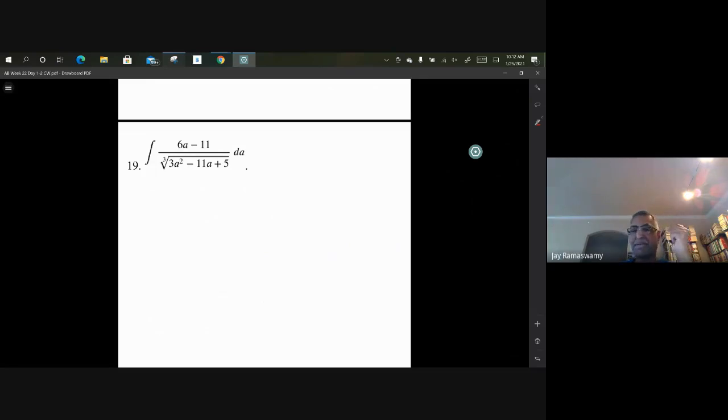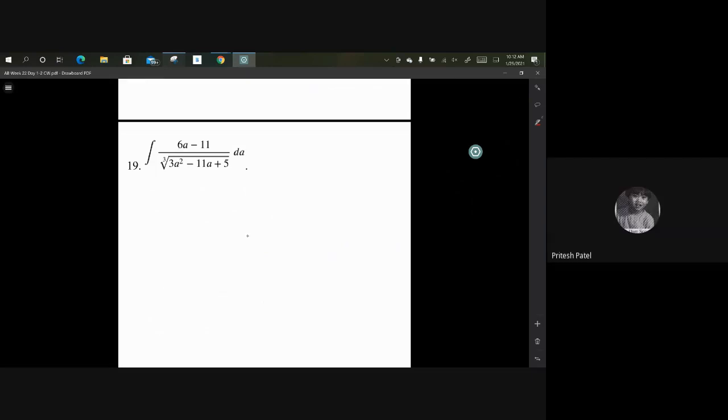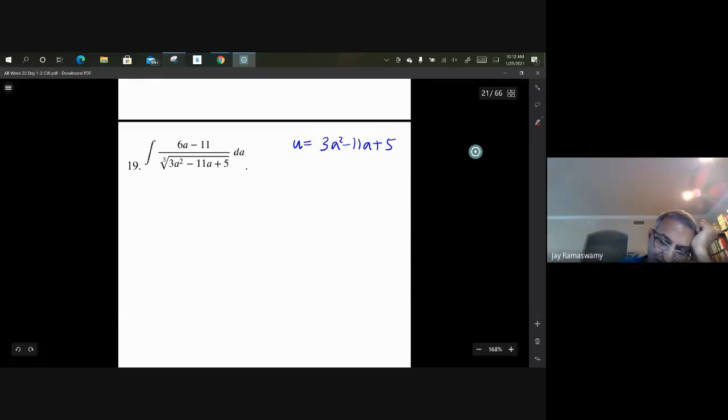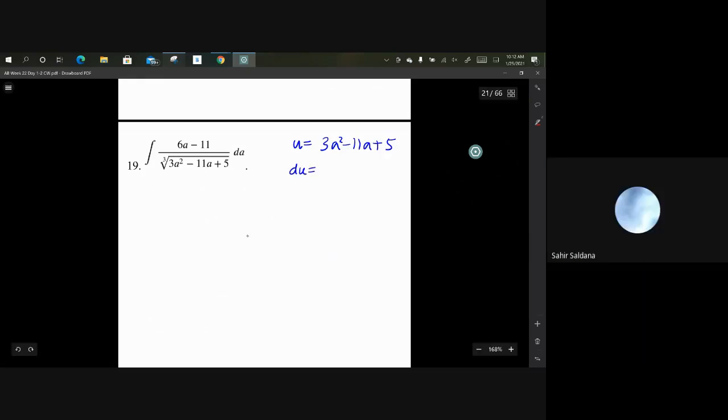Okay, Mr. Patel or Mr. Saldana, unmute yourselves. Repeat, Patel and Saldana. You guys are helping me with this problem. Go. u equals 3a squared minus 11a plus 5. Very good. Go. Saldana, participate. du equals? du equals 6a minus 11.